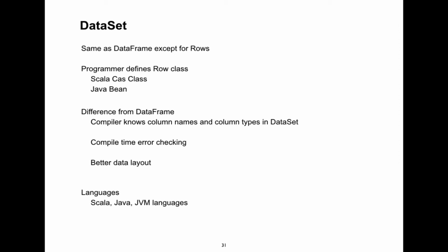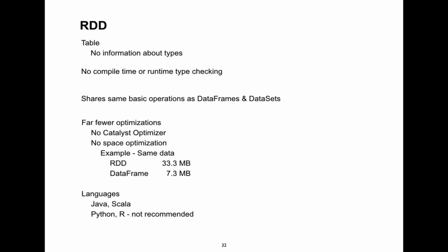The data set, the difference between a data set and a data frame is that the programmer can specify what the row is. So you can build a class that represents a row, but you only get to do it in the JVM languages. You don't get to do it in the Python world. And the RDD is unstructured. There's no type information available.